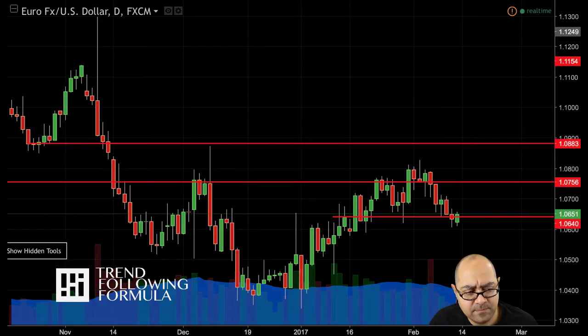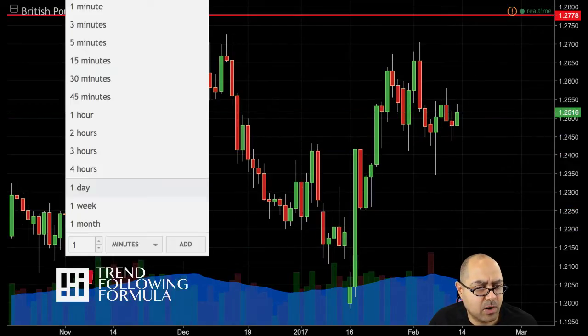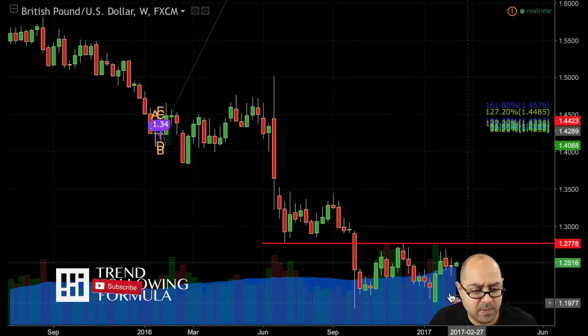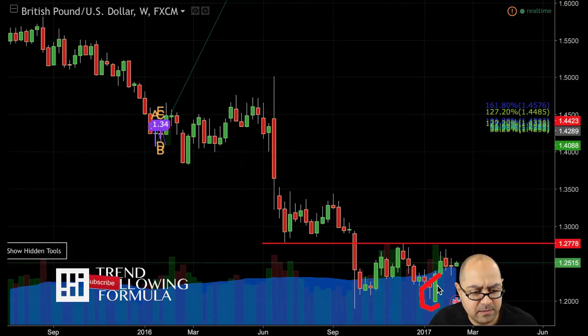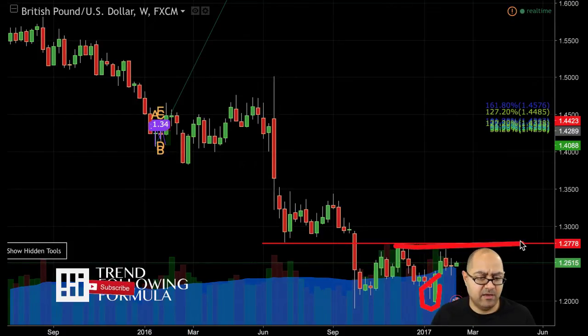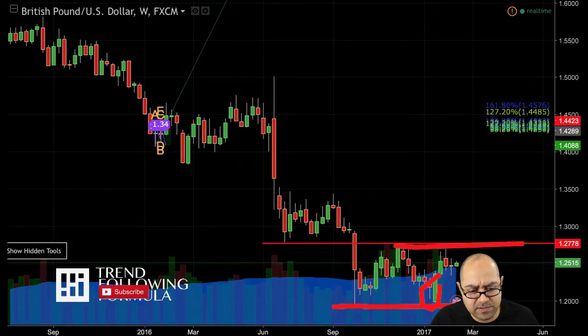On the British pound in the weekly is a very interesting market. As you see, double bottom here, reversal. That market is actually very interesting. You need very much to consider this market for a potential reversal back into that zone. I would expect that this zone is going to hold for a while.